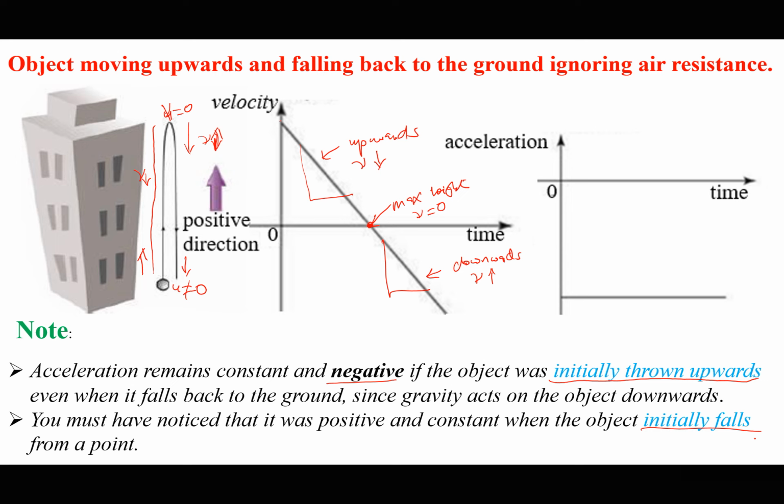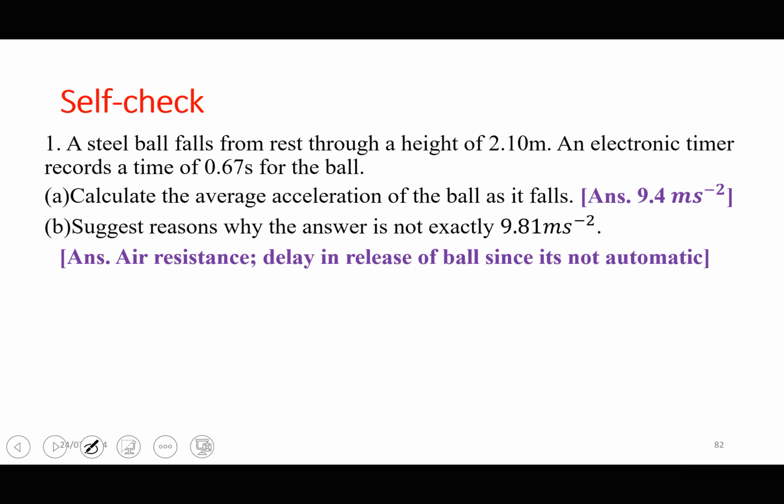So you should be able to play around with these graphs. I have a short self-check for you to think about. A steel ball falls from rest through a height of 2.10 meters. So from rest means initial velocity equals 0. Through a height of 2.10 meters, so this is going to be S or H. An electronic timer records a time of 0.67 seconds for the ball.